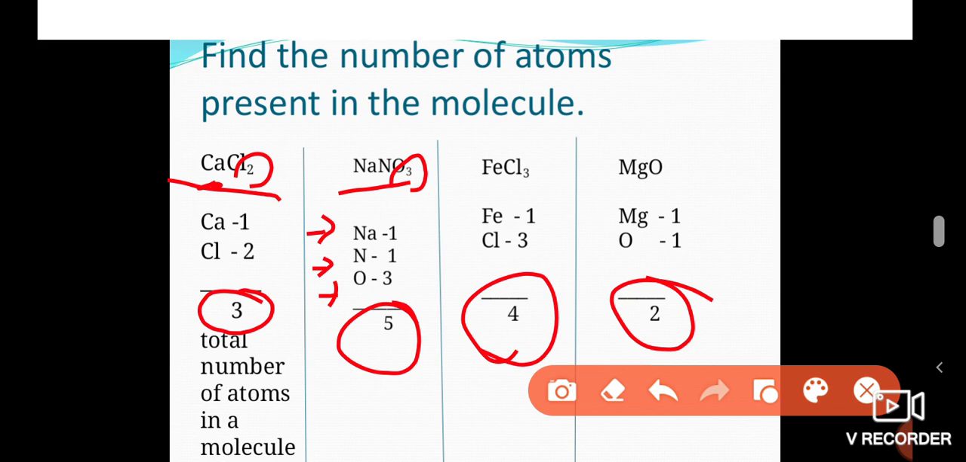So we know that the chemical formula is used to identify what atoms are involved in the molecule and how many atoms are present in the molecule.